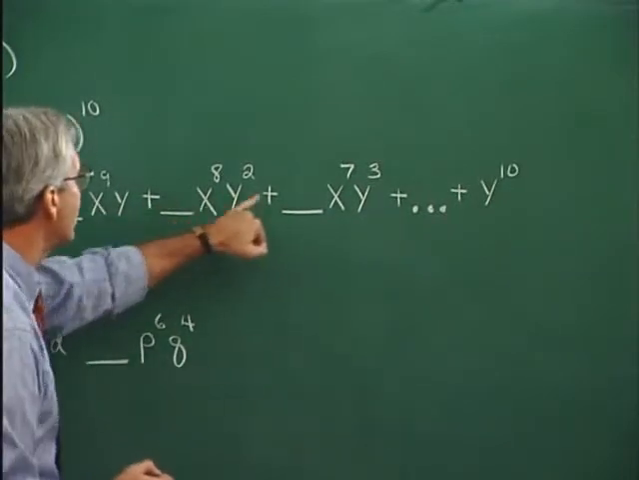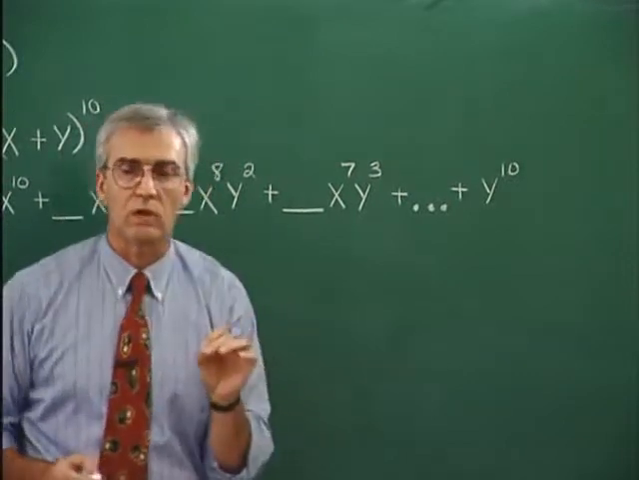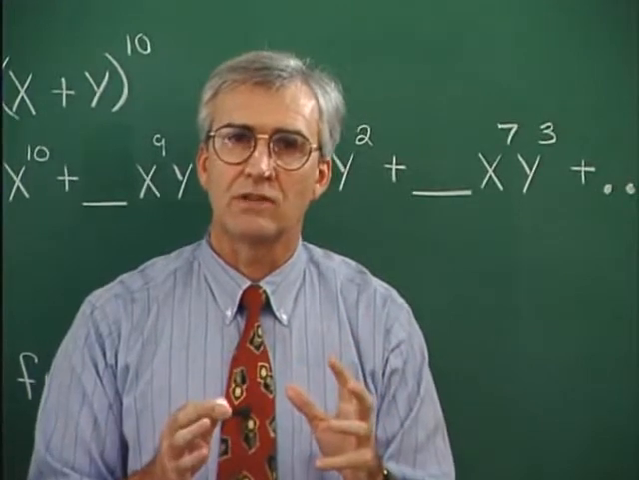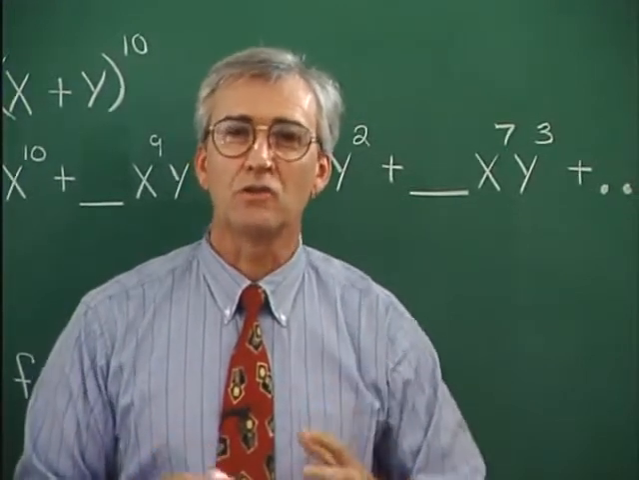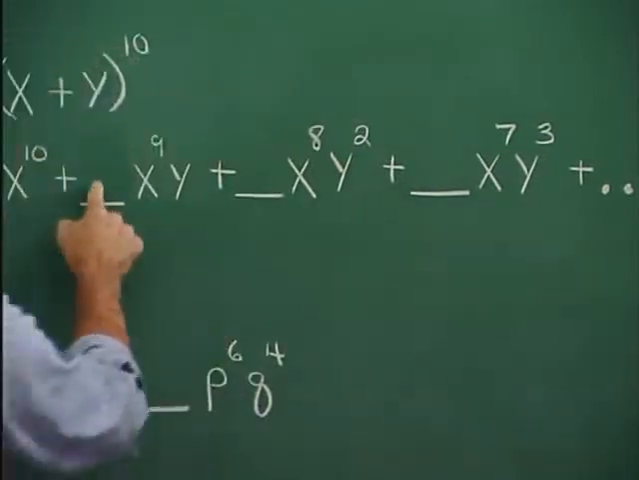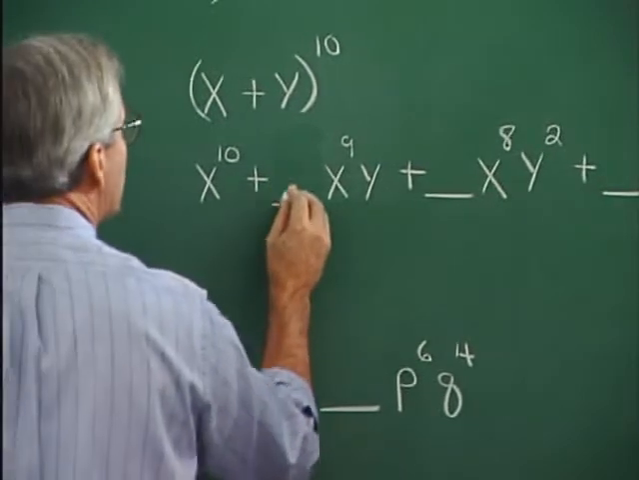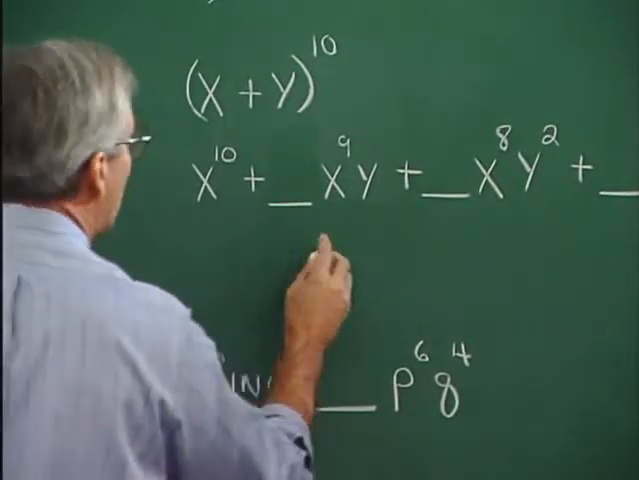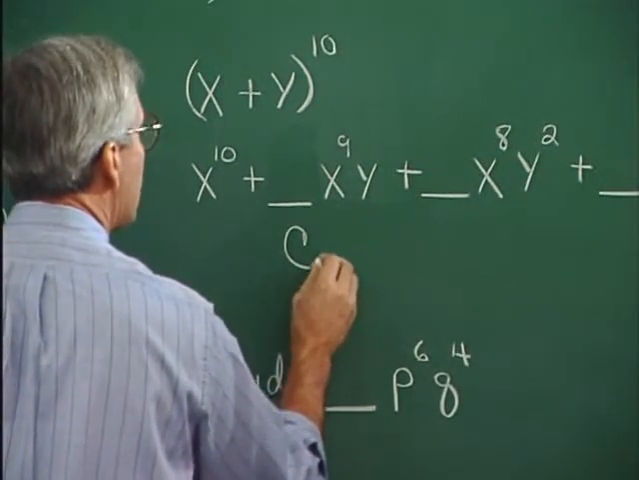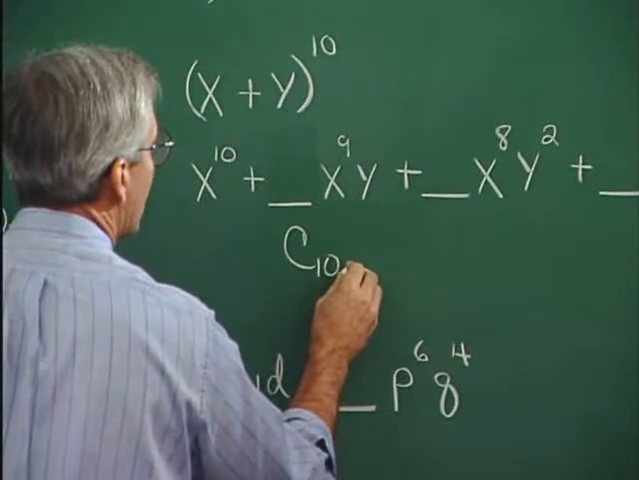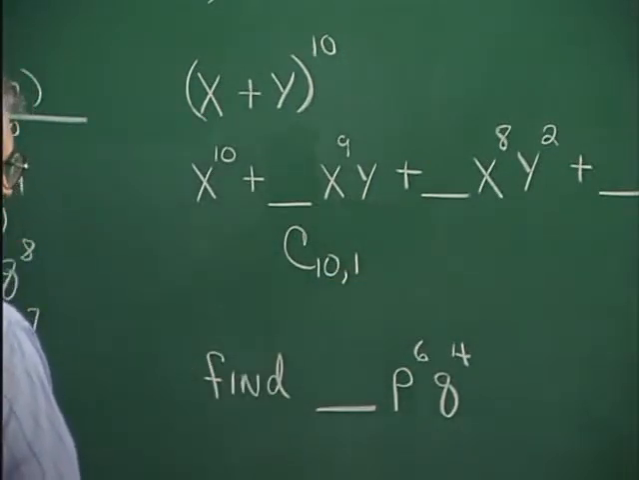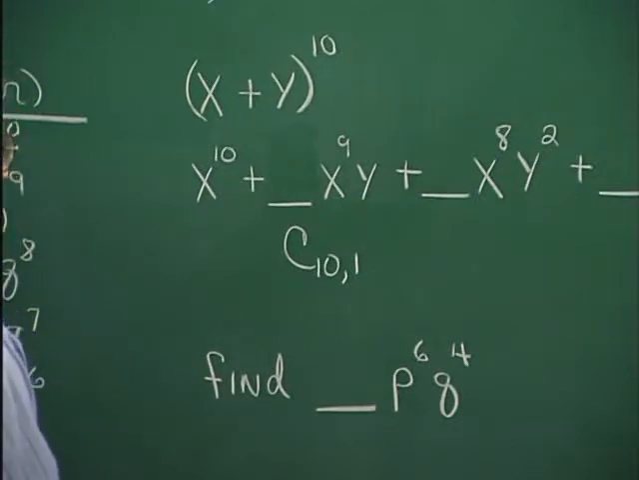Now, what about the coefficients? The coefficient part is what we're concentrating on now. It turns out that the coefficients are calculated as a combination, and we can use the combination formula to calculate each one of these. This one is the combination, and I'll write it underneath because I don't have quite enough room right here. This is the combination of 10 things taken one at a time. That is the way that we're going to look at it here.